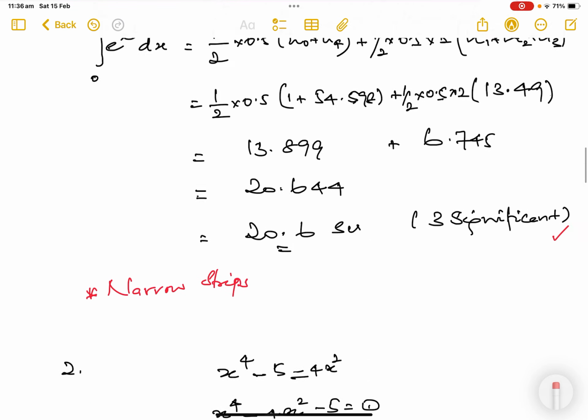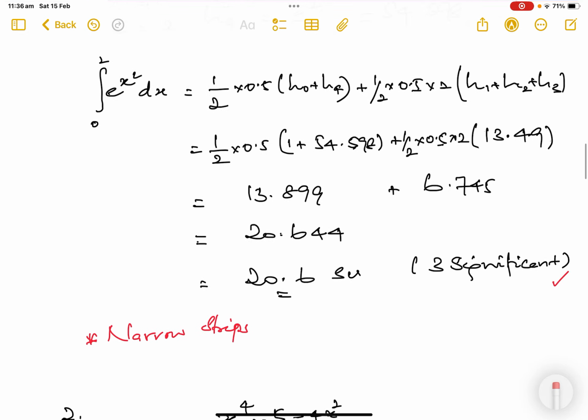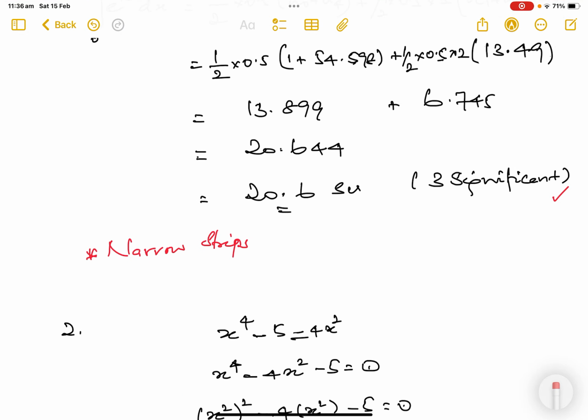And the third part, to get a more accurate estimation, is narrower strips. So if you use narrower strips rather than 0.5, for example 0.1, it has 20 strips and gives you a more accurate estimation.